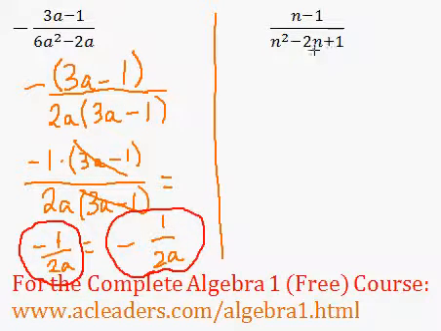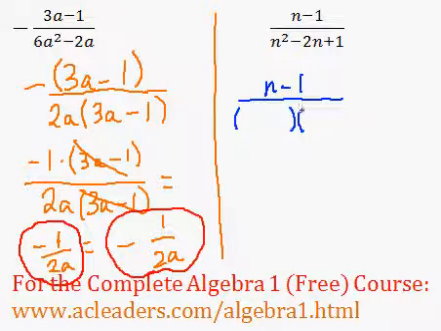So let me go over to the right here. N minus 1 over n squared minus 2n plus 1. There's nothing I can really do with the n minus 1, so I'm just going to leave that. But here at the bottom, n squared minus 2n plus 1, I will factor that. If we're looking for two numbers that multiply to 1 and add up to negative 2, those numbers will be just negative 1 and negative 1. And of course we have an n here and an n over there. Interesting. So we have n minus 1 over n minus 1 times n minus 1.